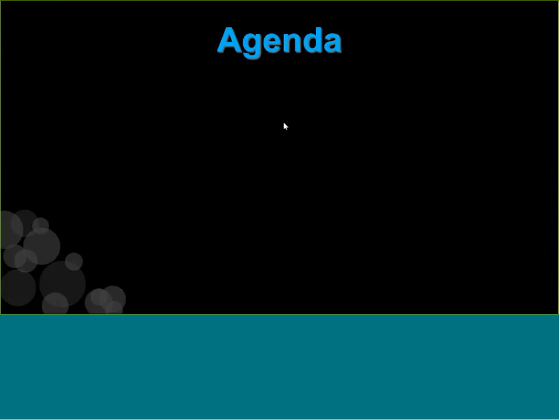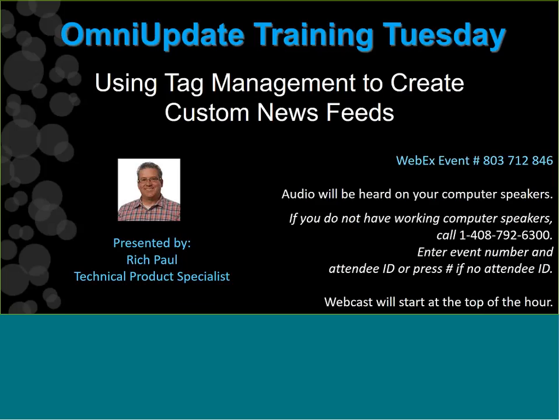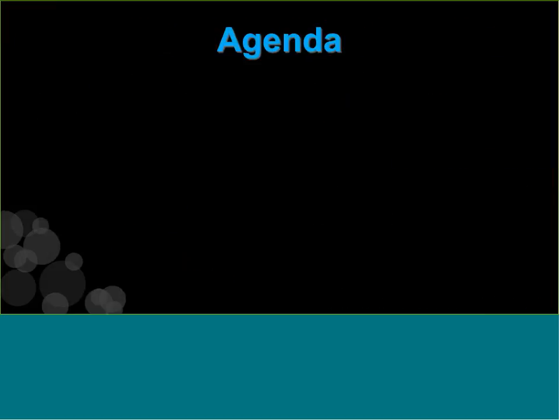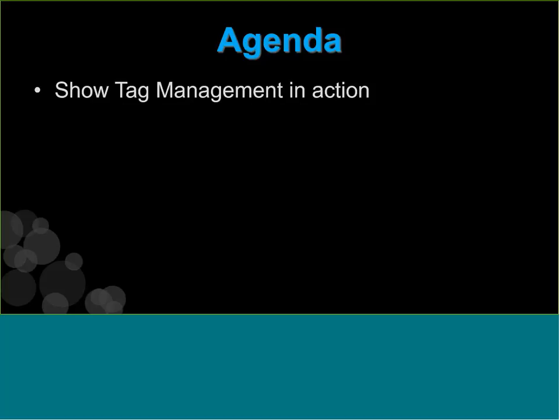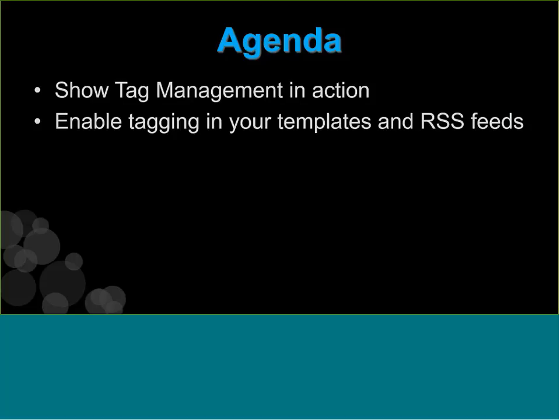Sorry about that. All right, so we're going to talk about tag management today and using it to create custom tag-based or topic-based news feeds. So you can have all your news articles and syndicate them out to your site based on different tags and different topics. So the agenda today is we're going to show it in action. I'm going to create some articles, we're going to tag them, and we're going to have them show up in different places around the site. So how to create once and publish everywhere.